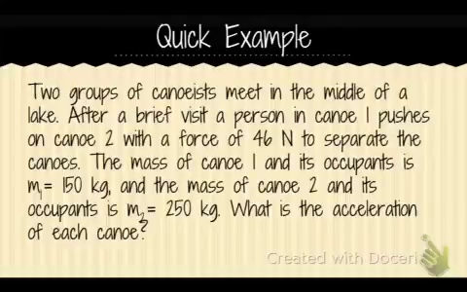So imagine you have two groups of canoeists, which I didn't know until I read this problem that that's the plural of canoe, but okay. Two groups of canoeists meet in the middle of a lake. After a brief visit, a person in canoe 1 pushes on canoe 2 with a force of 46 newtons to separate the canoes. The mass of canoe 1 and its occupants is 150 kilograms, and the mass of canoe 2 and its occupants is 250 kilograms. What is the acceleration of each canoe?